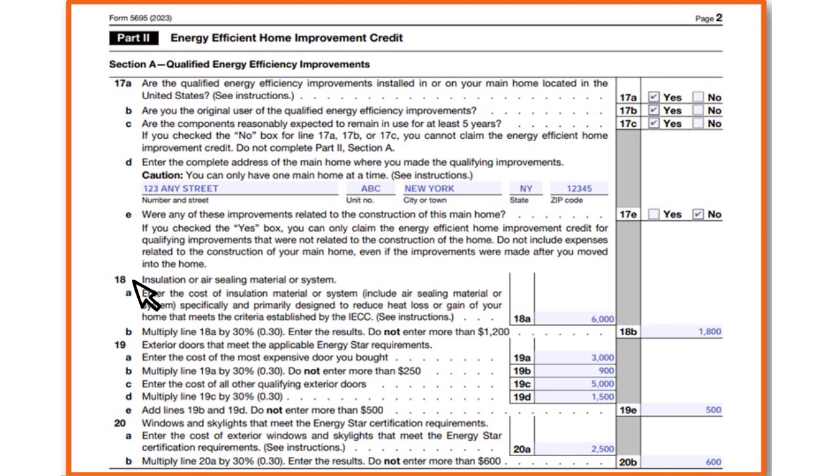On 18A, you put the amount. Our case was 6,000, and on 18B, we have 1,800, depending on the math that the IRS wants you to have. On 19A, we have 3,000. 19B, 900. 19C, 5,000, and 19D, 1,500. And on 19E, you have 5,000. This is kind of straightforward. On 20A and 20B, you have 2,500 and 600. It really depends upon the numbers that you put on the screen here. So basically, this is for section A, right?